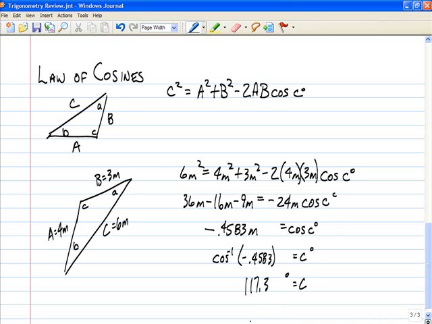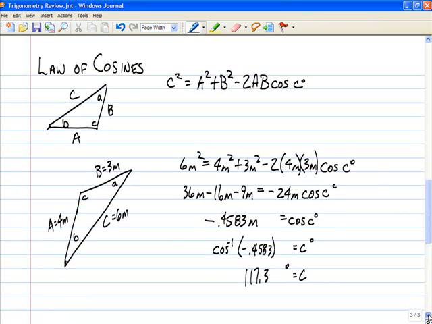You need to make sure to carry over that negative symbol, because if you do the arc cosine of positive 0.4583, you'll find out that that's 62.7 degrees, and angle C is obviously not 62.7. It's much more than that, so just be careful there. Okay, let's see, we got a couple more things to look at here.